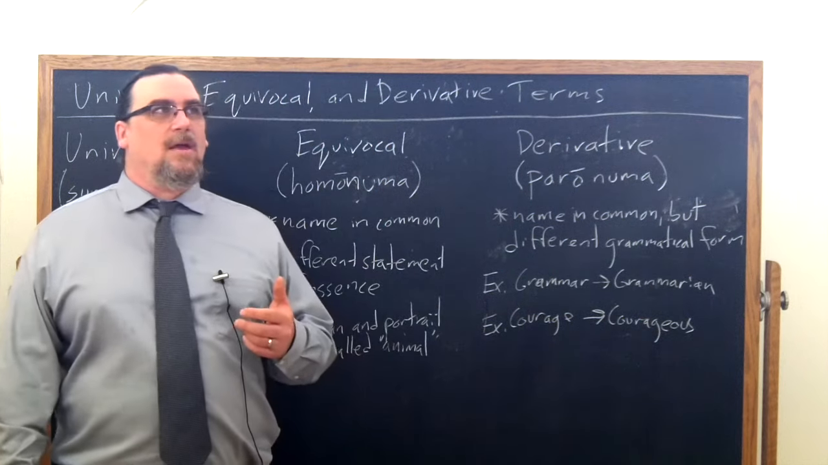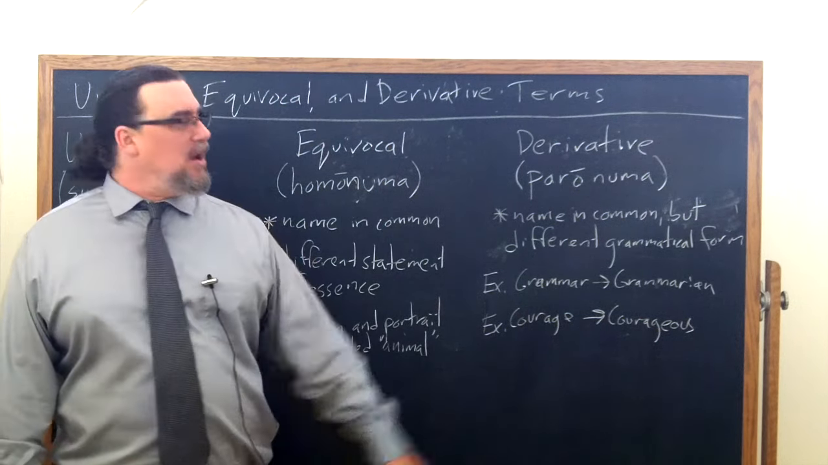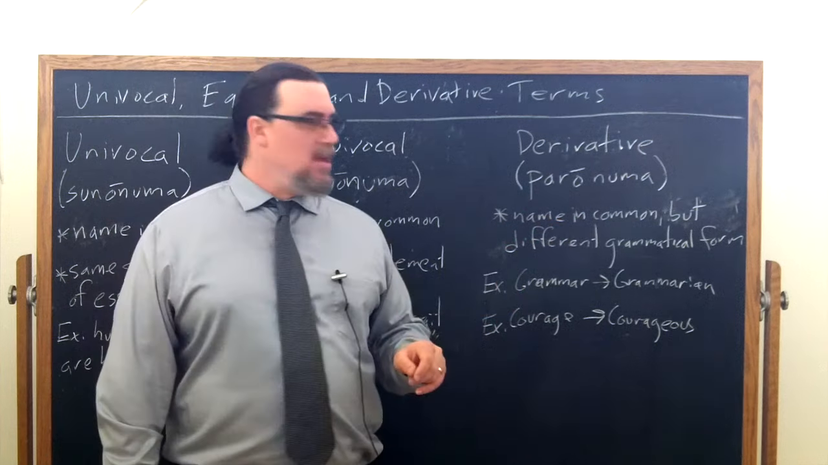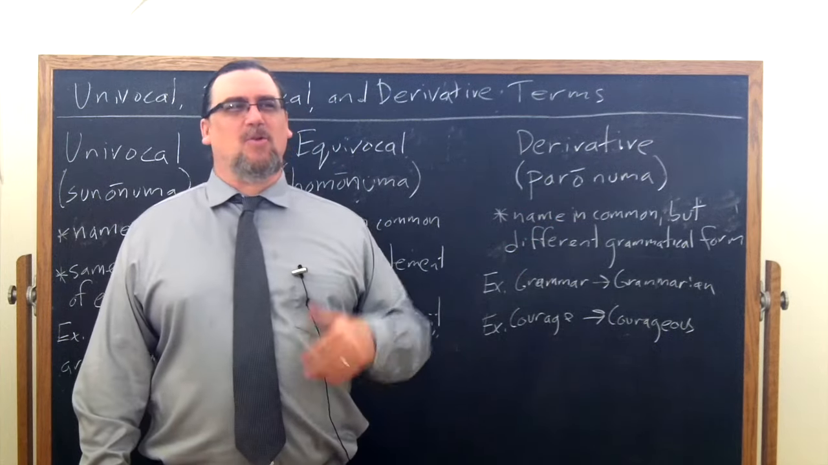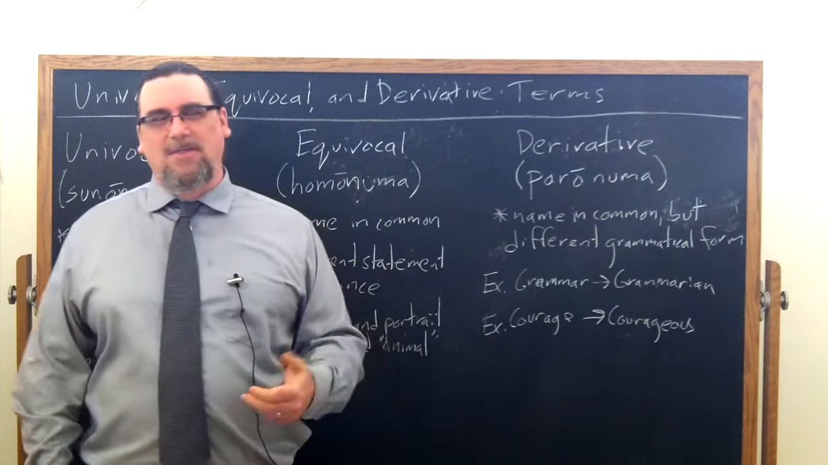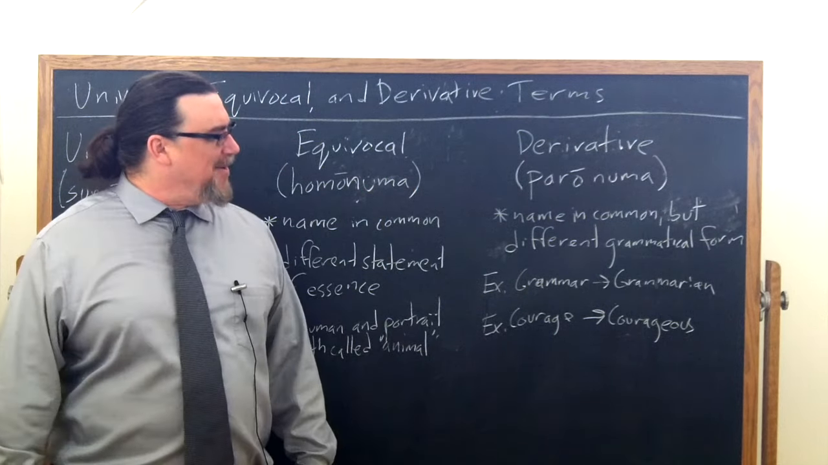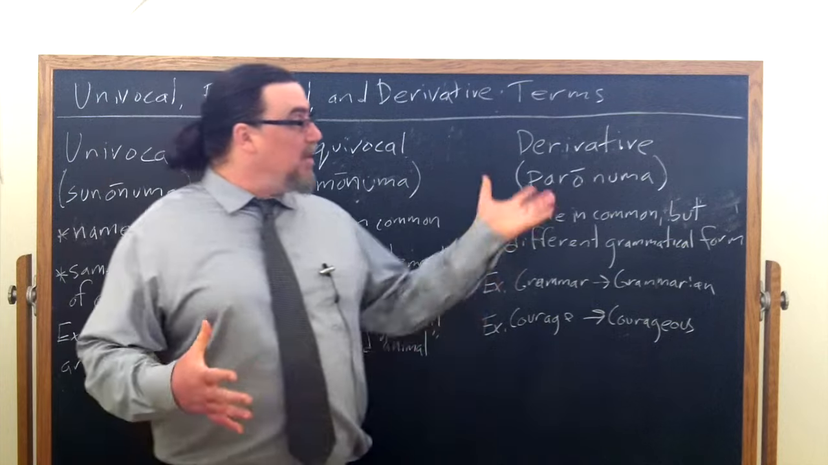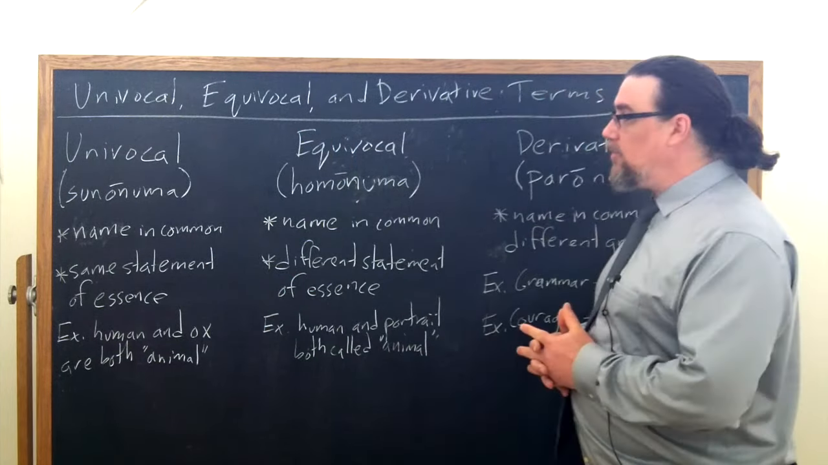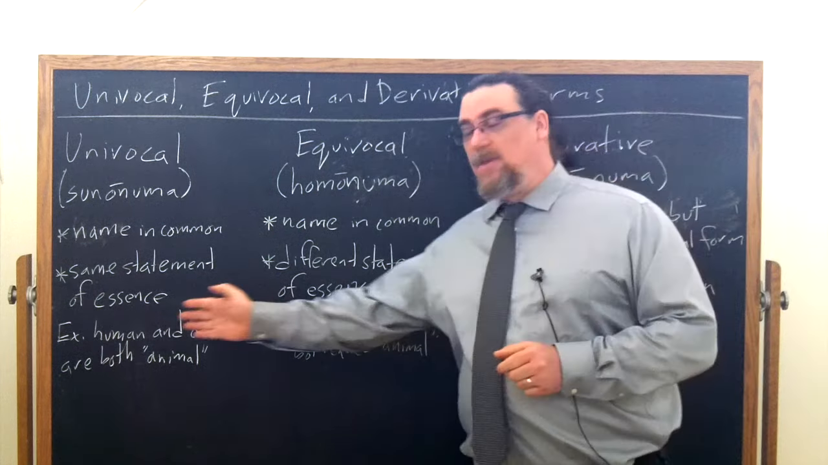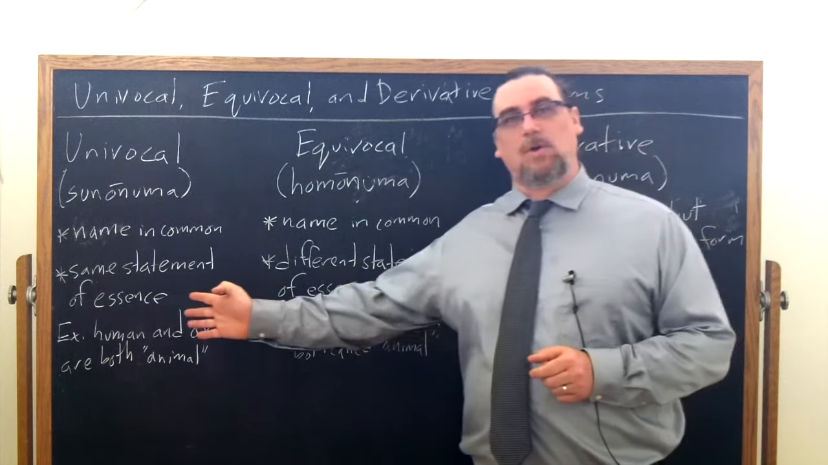We could also say he behaved courageously, right? That would also be a derivative term. Or he conjugated the verbs grammatically, that is according to the canons of grammar, right? That would also be a derivative term. So these examples, I think, are quite useful. Now you notice that with these examples, there are two terms being given.